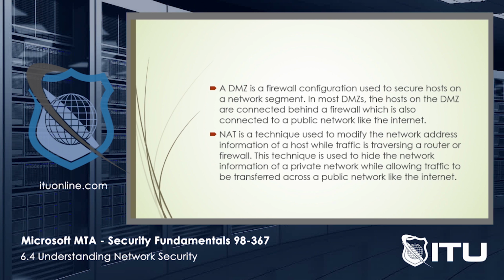Basically, it's a technique used to modify the network address information of a host while the traffic is traversing a router or a firewall. This technique is used to hide the network information of your private network while allowing traffic to be transferred across a public network like the internet. So when you think about NAT, network address translation, it's a way of hiding the internal configuration of your network.